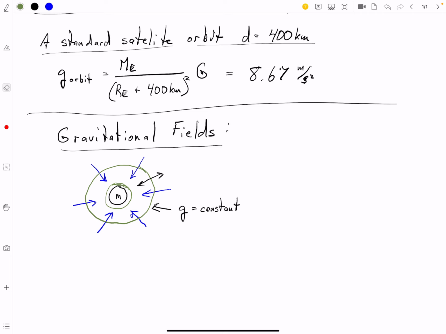Those are our equipotentials. The Newtonian gravitational field. All right. So, what is that field? The field works like this.